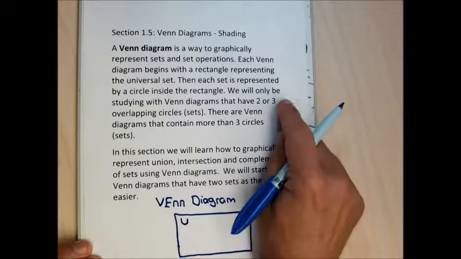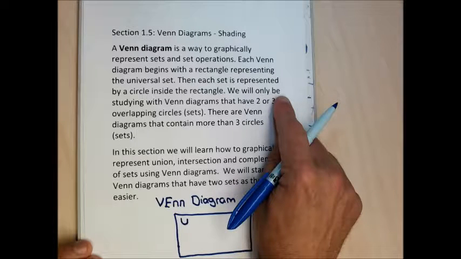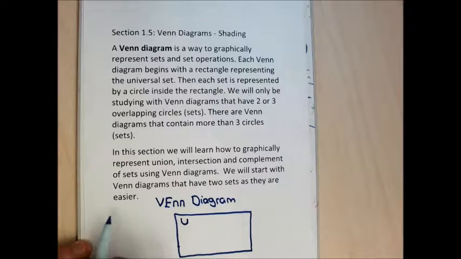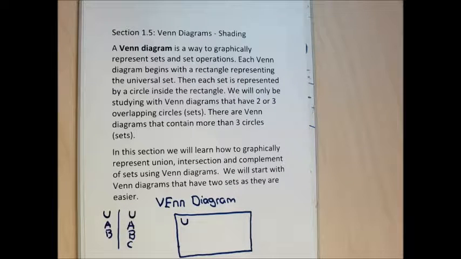In our class, we're going to be studying Venn diagrams that have either 2 or 3 subsets. In the last section, we had some problems where we created a universal set, and then we had maybe 2 subsets of the universal set, or we had some problems where we had a universal set and we had 3 subsets of that universal set. And then we're going to restrict ourselves to those kinds of problems in section 1.5.